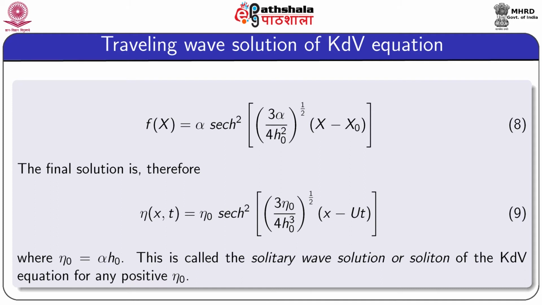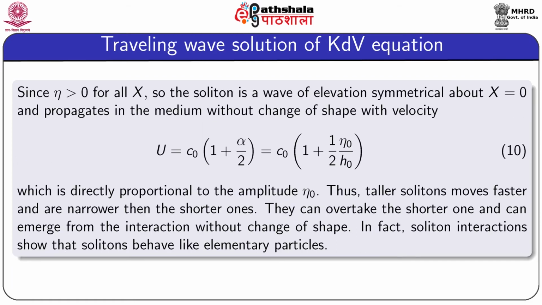So, a taller wave has a narrower width. Therefore, taller solitons move faster and are narrower than the shorter ones, and they can overtake the shorter ones and emerge from the interaction without change of shape. This is one of the characteristics of solitons, and these soliton interactions show that solitons behave like elementary particles. These phenomena can be observed only in the KdV equation.